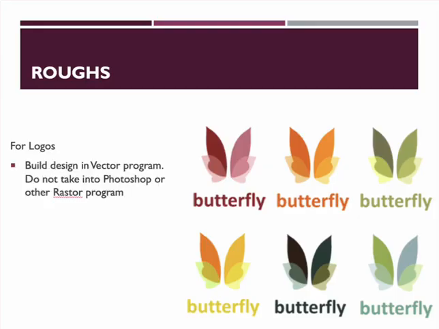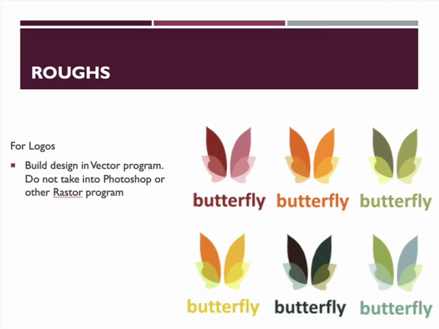So with the rough stage, you're going to build it in a vector program. So that has to be, in this class, Adobe Illustrator. Do not take it into Photoshop or any other raster program, because once you take it in there, it is going to rasterize it, which is going to completely negate the use of building it in a vector program.